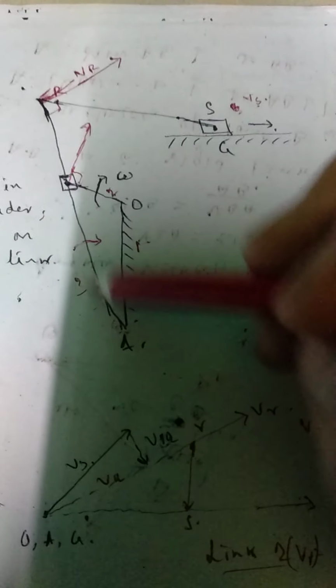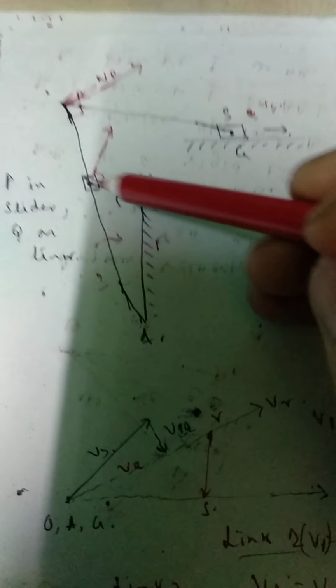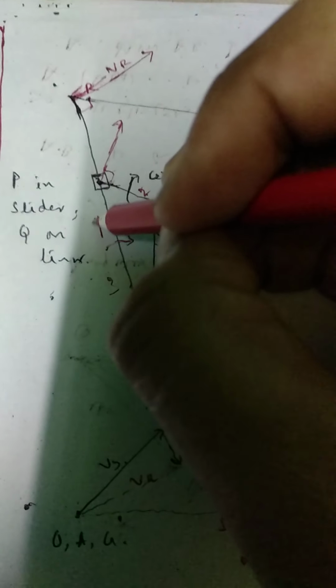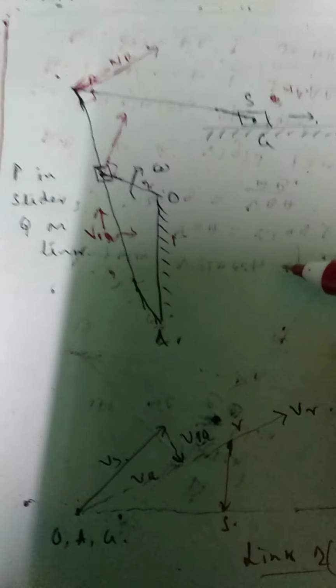Now this velocity Vpq, the velocity of P with respect to Q, will be along the direction of this link. This is moving in the clockwise direction, so Vpq will be along this direction. This Vpq will be represented in this diagram parallel to this link at this instant. So this is the point Q.